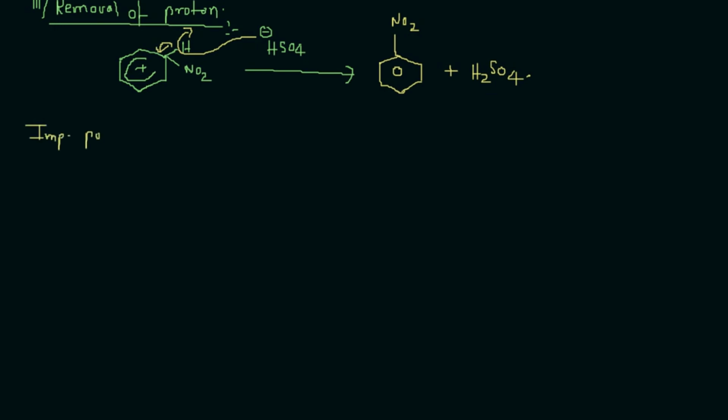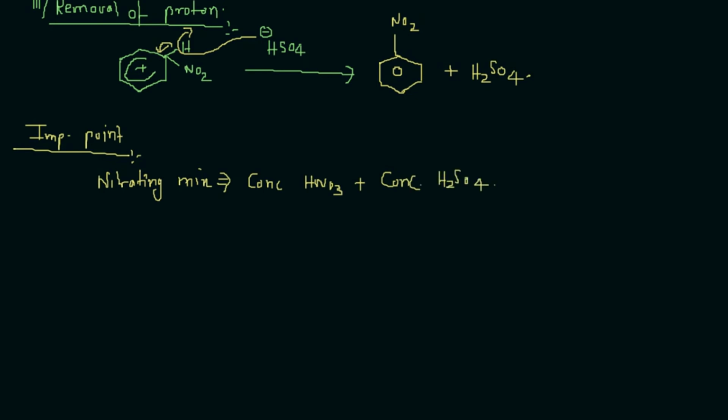So I'll just tell you the important points with respect to nitration. The most important one is first the nitrating mixture, which is required in order to generate the electrophile. In this case the nitrating mixture is concentrated HNO3 plus concentrated H2SO4. Okay, so this is the first reagent that we require.